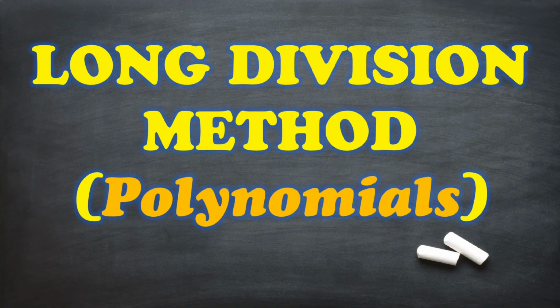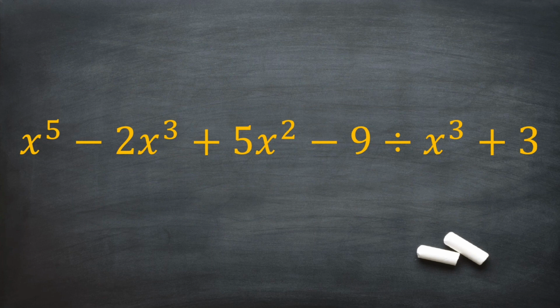So our first topic for today will be all about the long division method for polynomials. Since we are talking about division of polynomials, it means we will be getting the quotient of the polynomials given. So we have here a sample problem: x to the power of 5 minus 2x cubed plus 5x squared minus 9 divided by x cubed plus 3.